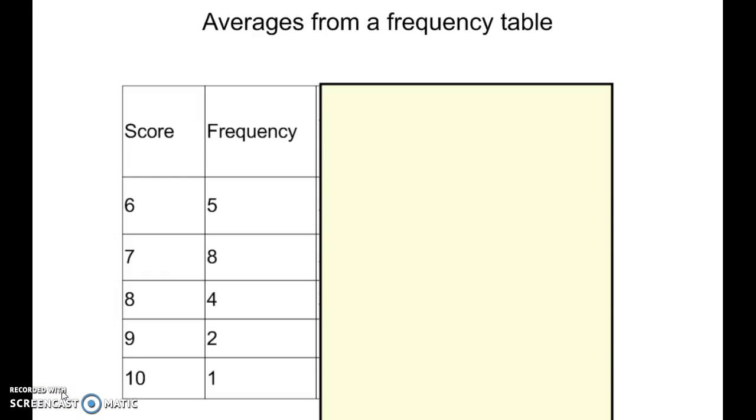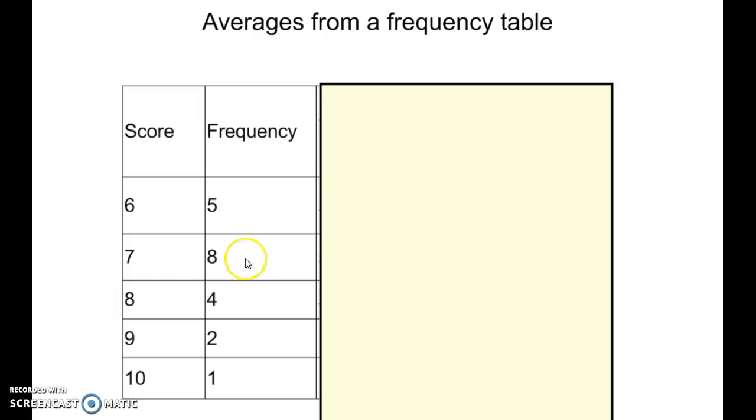This data is the scores that a class received when they did a test. So it's telling us that 5 students scored 6 marks, 8 students scored 7 marks, 4 students scored 8 marks, and so on. If we were to be asked how many students took this test altogether, that would be a matter of adding up the frequency column and getting the answer 20. Please don't say 5 because there are 5 rows in the table. You need to add up the frequency column to answer that question.